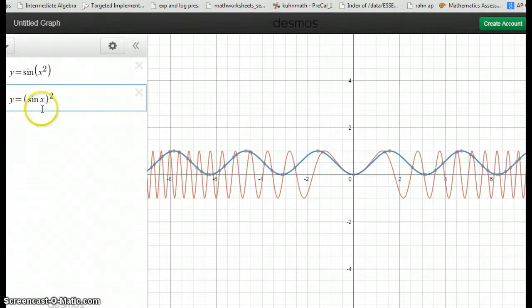This is the way that you will see it on your calculator. Your calculator has no way of putting this little 2 right after the sine, but that's how we write it on paper, and this is how it looks using a computer or a calculator.